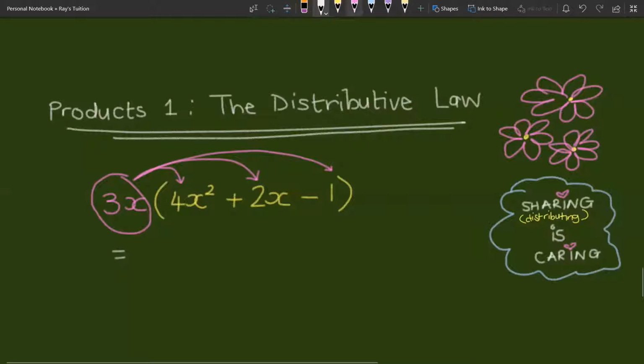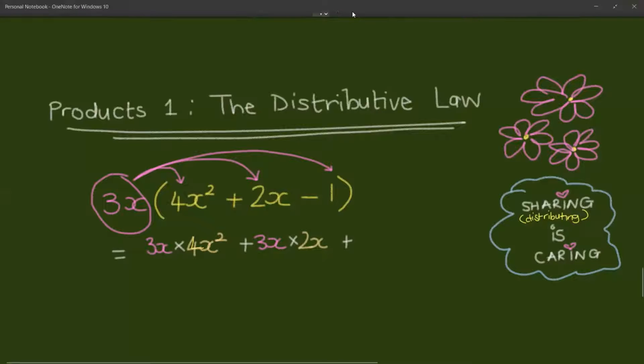So we're going to distribute this 3x to every term in the bracket. So it will be 3x times 4x squared. I'm just going to write out the steps initially so you can see the process. So it's times 4x squared, plus 3x times 2x, so we're distributing it to the 2x. And then plus 3x times, in this case, -1.